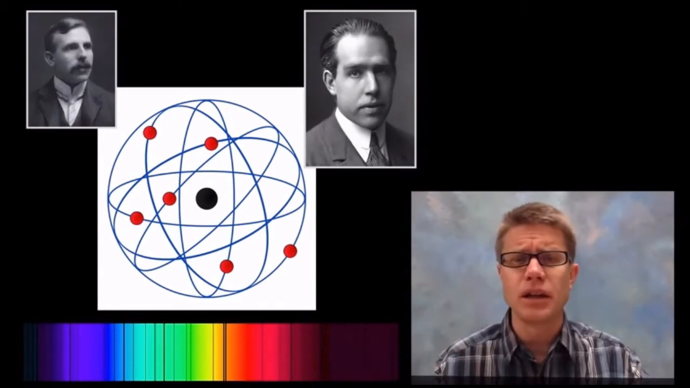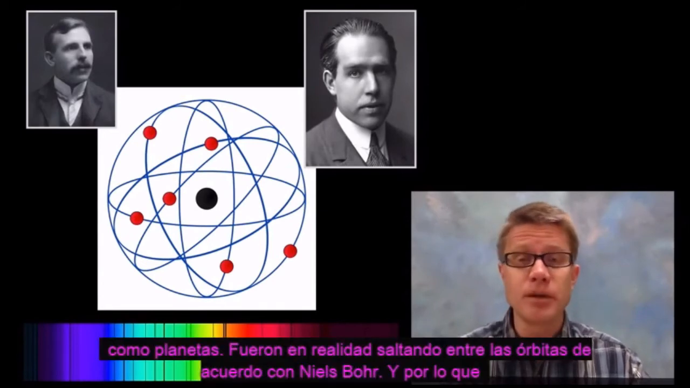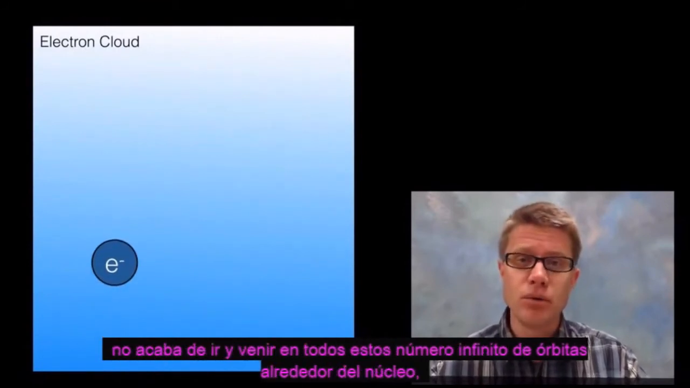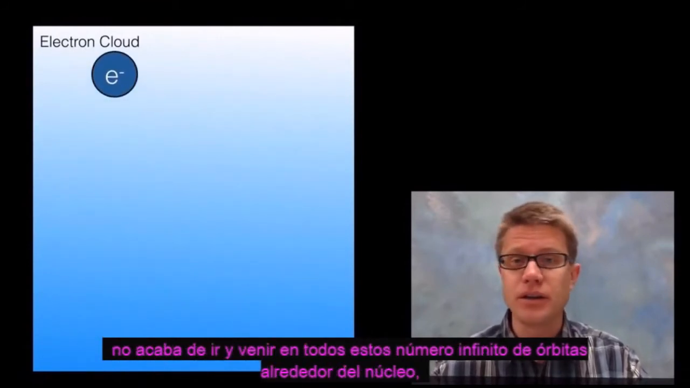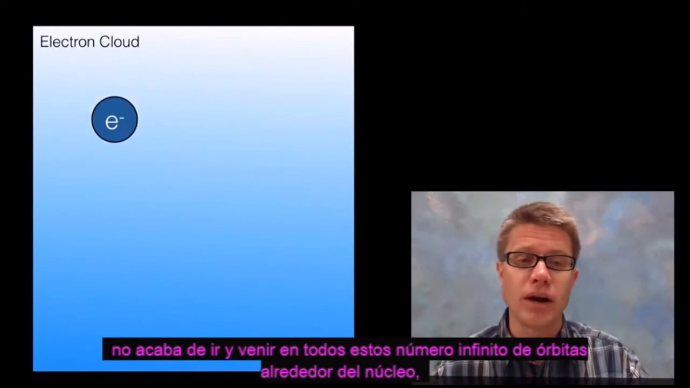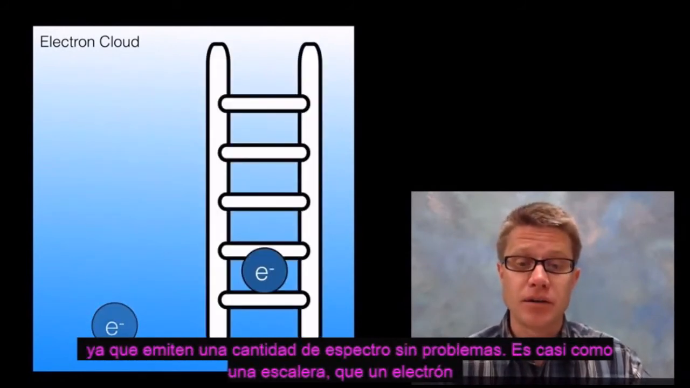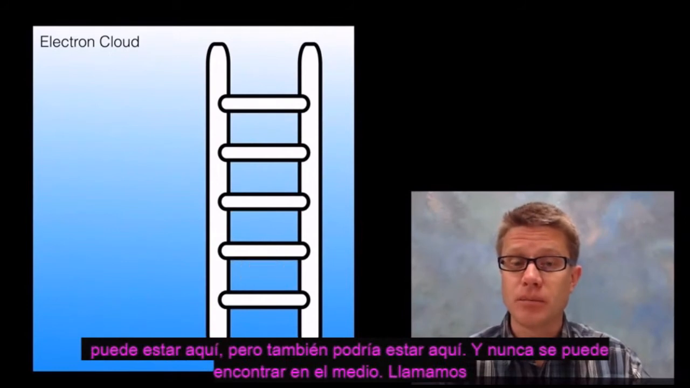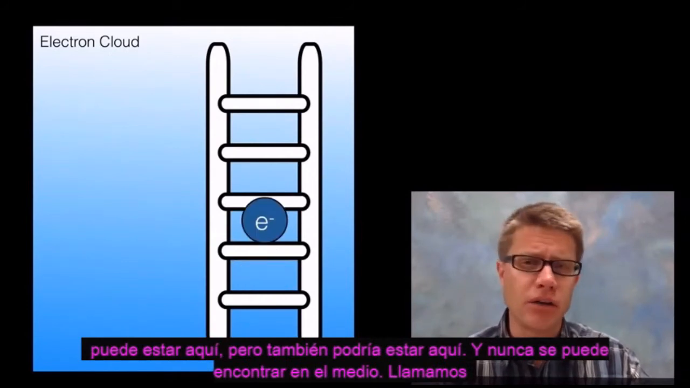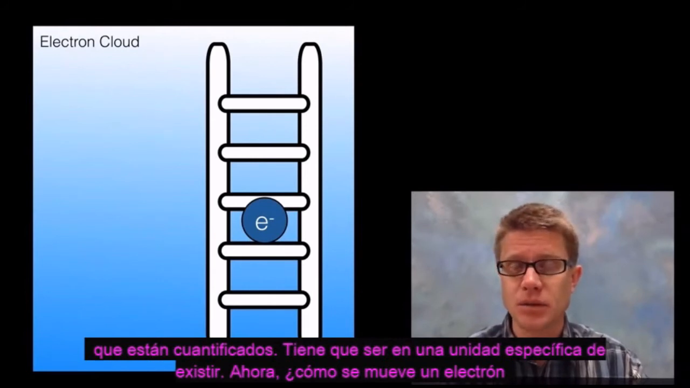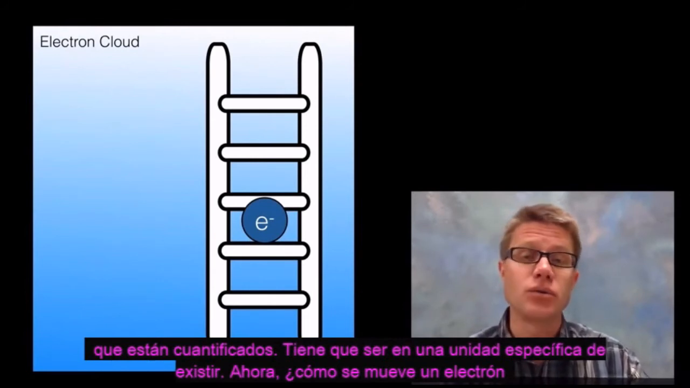Electrons weren't orbiting like planets. They were actually jumping between orbits, according to Niels Bohr. And so they didn't just move back and forth on all these infinite number of orbits around the nucleus, giving off a smooth amount of spectrum, almost like a ladder, that an electron could be here, but it could also be here, and it could never be found in the middle. We call that being quantized. It has to be in a specific unit to exist.